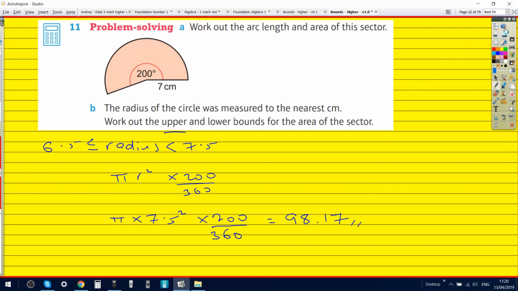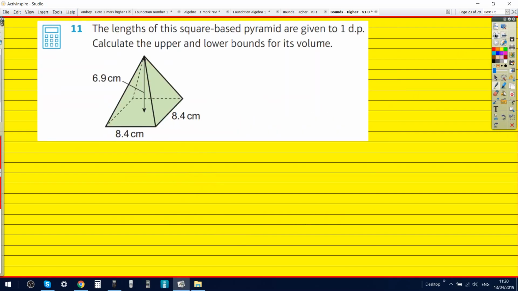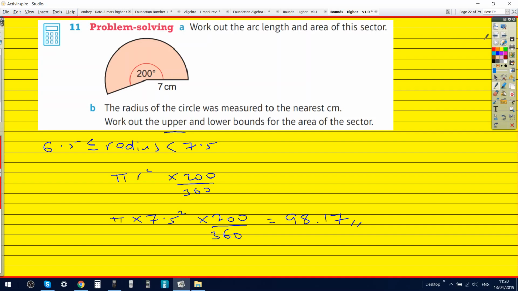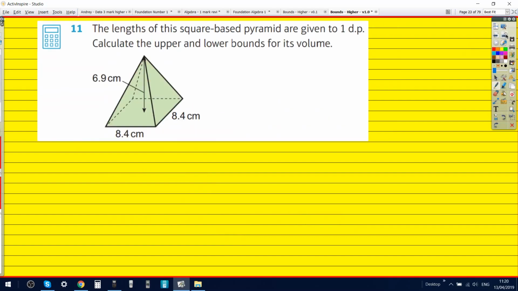Okay, great. So it's a bit of revision that you know the area of the circle. How about this? Volume. Yeah, it will be the lower bound for the volume, isn't it?